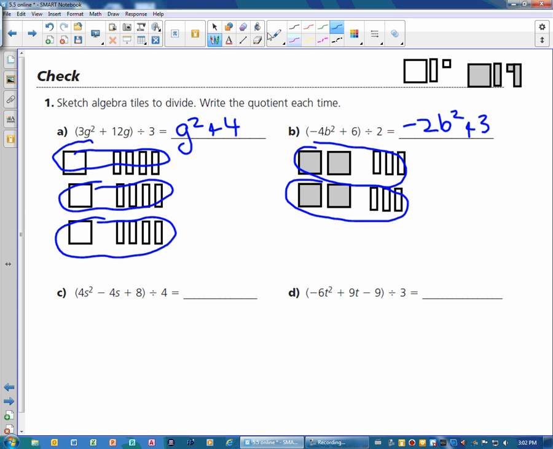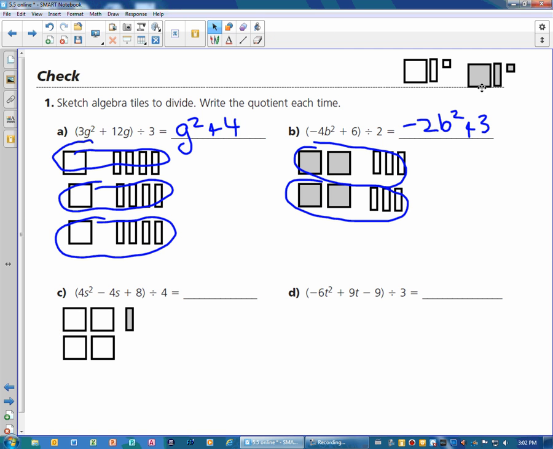All right, C, 4s squared. 2, 3, 4. 4s squared minus 4s. 1, 2, 3, 4, plus 8. 1, 2. Oops.